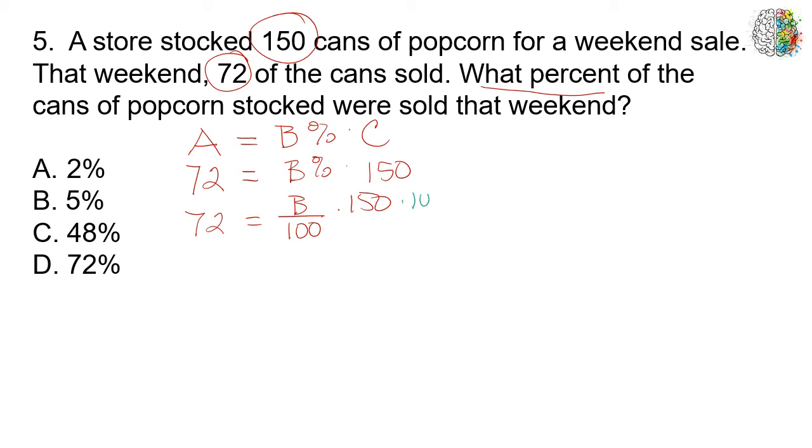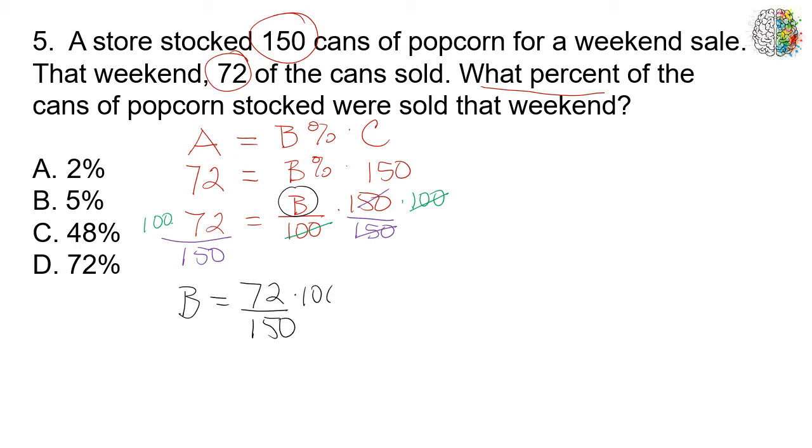So that means I can multiply both sides by 100, so that the 100s are going to cancel out on this side. And then I'm also going to divide both sides by 150. And that's going to cancel out the 150 on this side so that my B is all by itself, because that's what we want to solve for. So now we have the equation B equals 72 divided by 150 times 100. Now that's what we're going to solve for.